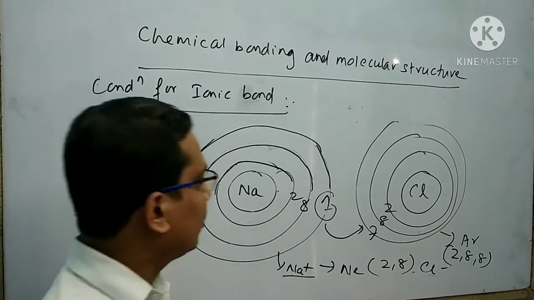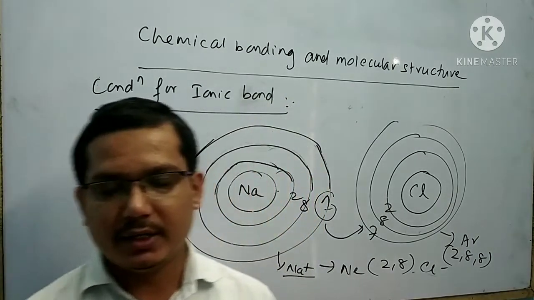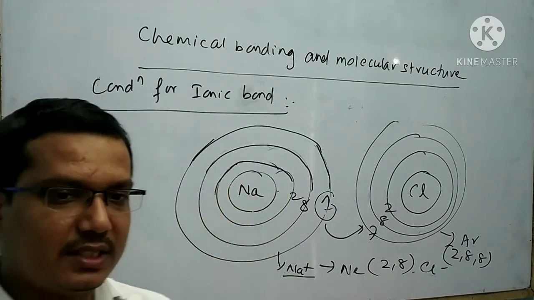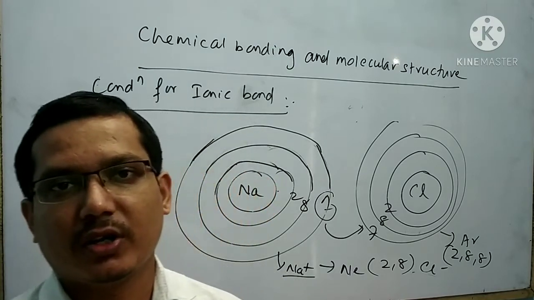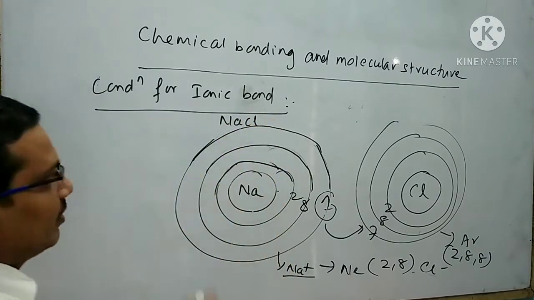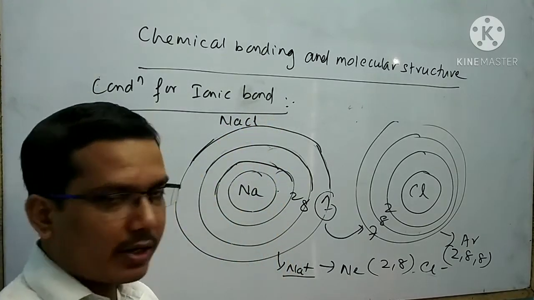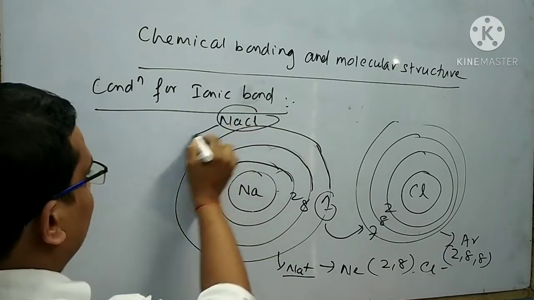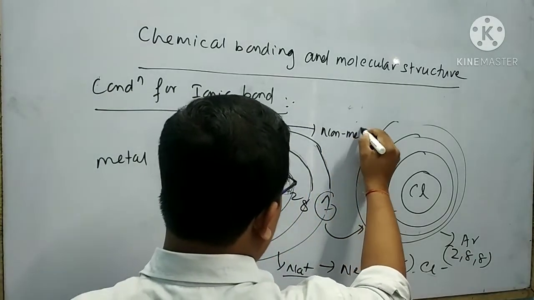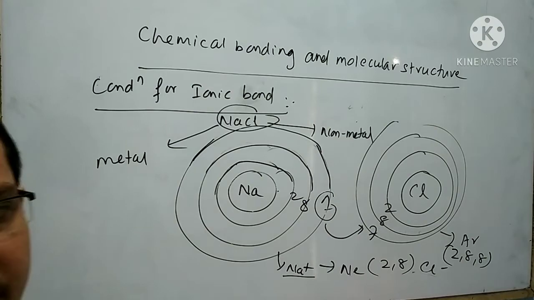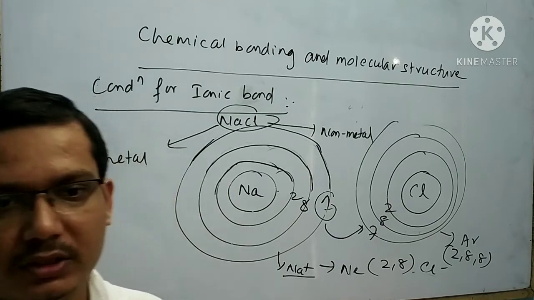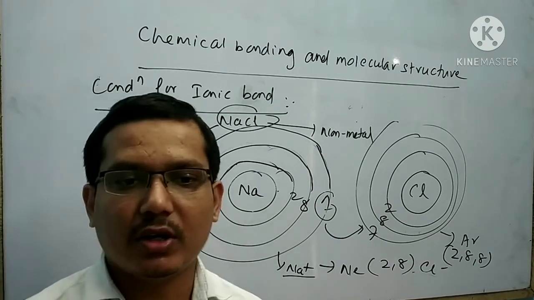What are the conditions for ionic bond? First point: ionic bond is formed between two dissimilar atoms. Out of these, one is metal, another is non-metal. For example, we think about NaCl. NaCl is made by two atoms. Out of the two atoms, sodium is the metal, on the other hand chlorine is the non-metal. So the first condition is ionic bond is formed between two dissimilar atoms, one metal and the other non-metal.